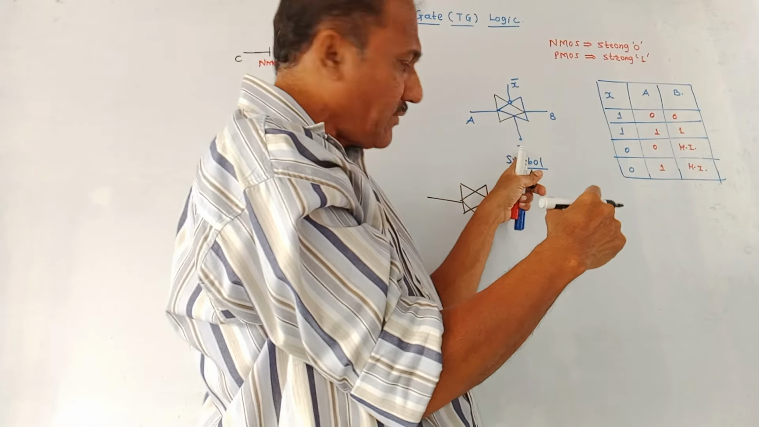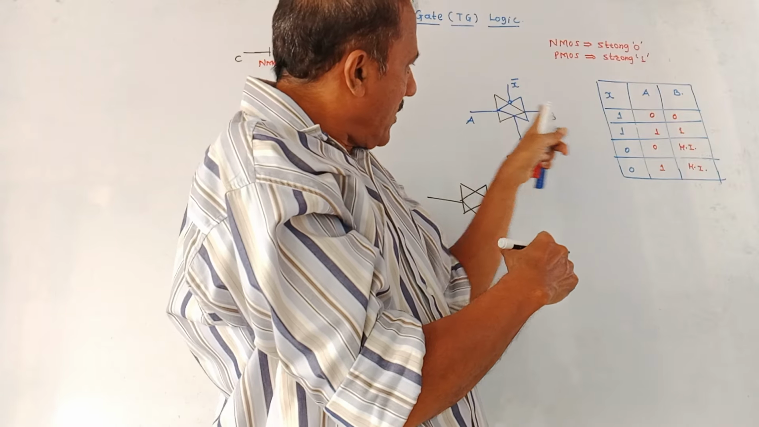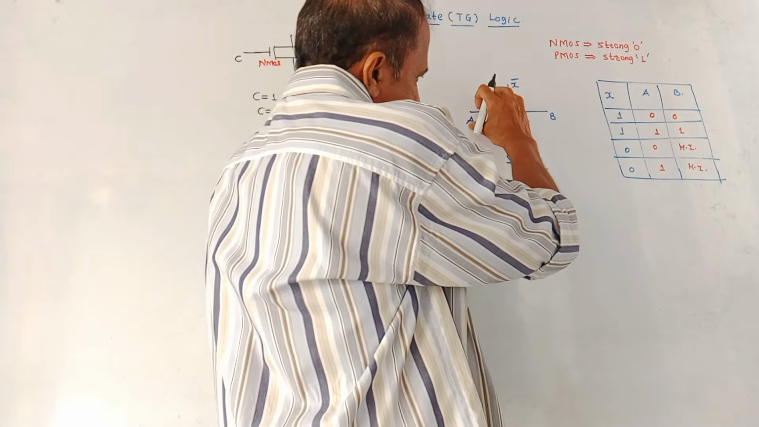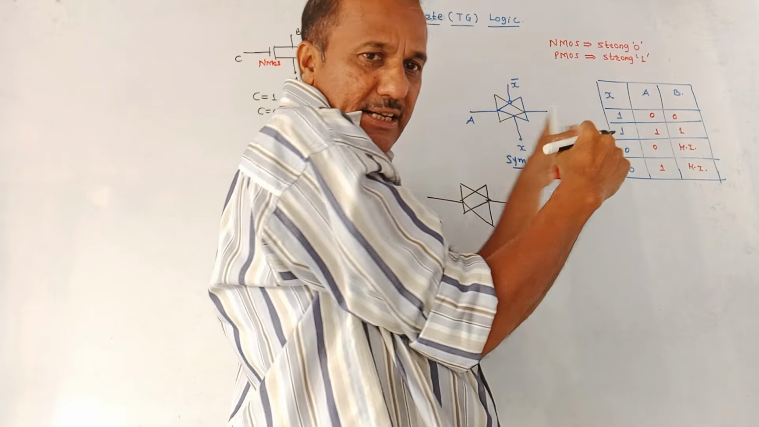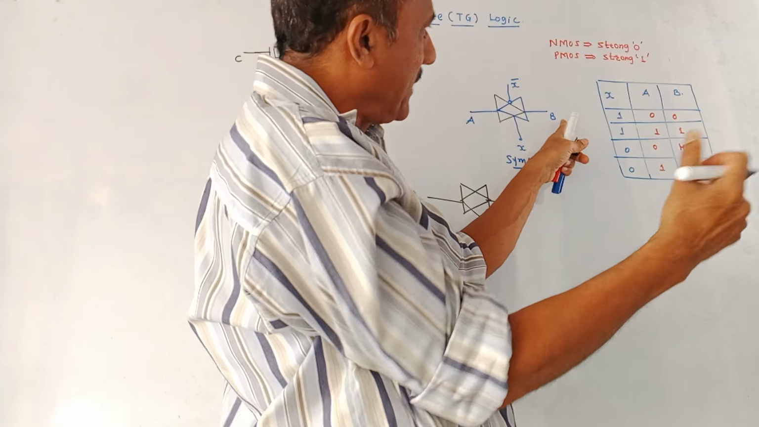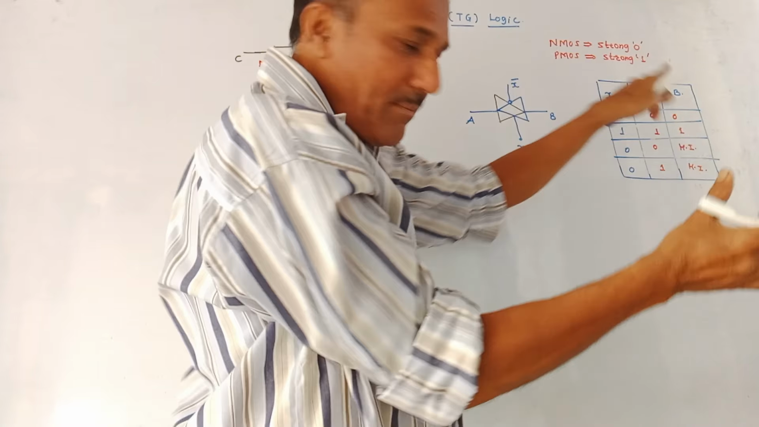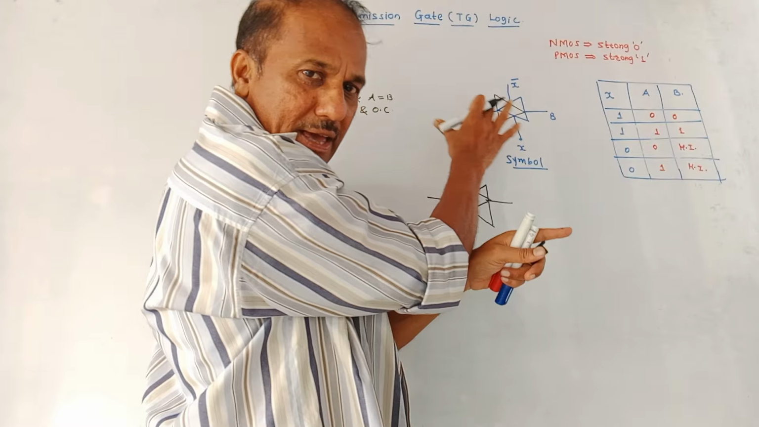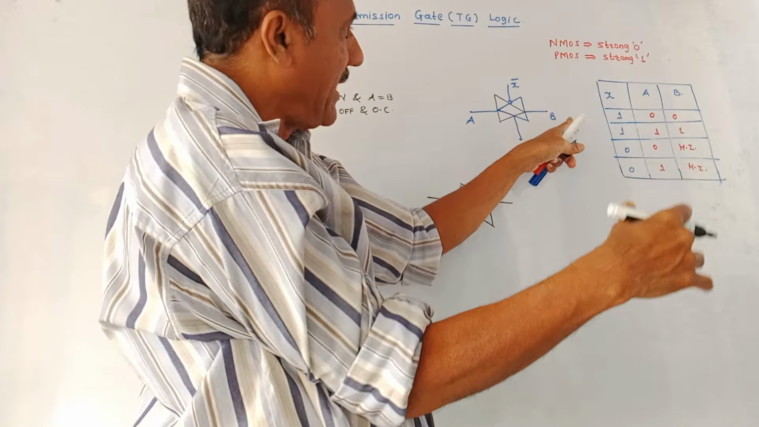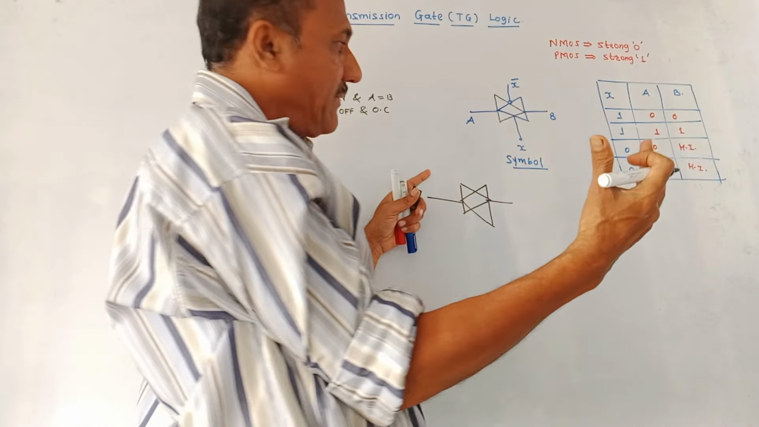Now look, when X is 1, NMOS is on, PMOS is also on. So whatever amount of A is there, that will be available at B. So this gate will pass the input signal A, and it will be available as output signal B. So if A is 0, output will be 0. If A is 1, output will be 1. Meaning, whatever input we apply here as A, the same signal will be available as output B if this transmission gate is active.